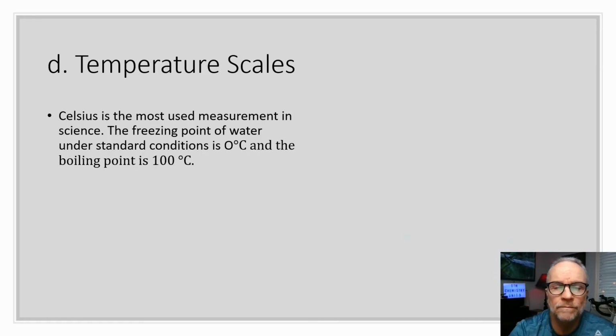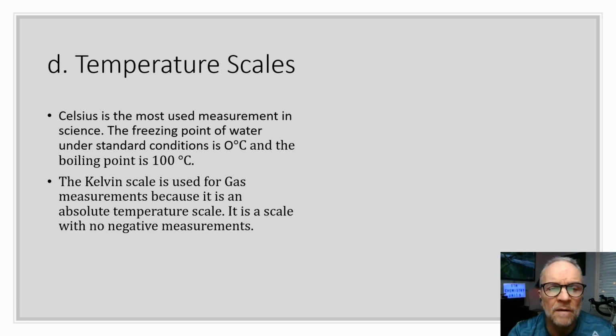Temperature scales. Celsius is the most used measurement in science. The freezing point of water under standard conditions is 0 degrees C, and the boiling point of water is 100 degrees C. The Kelvin scale is used for gas measurement because it's an absolute temperature scale. It is a scale with no negative measurements.